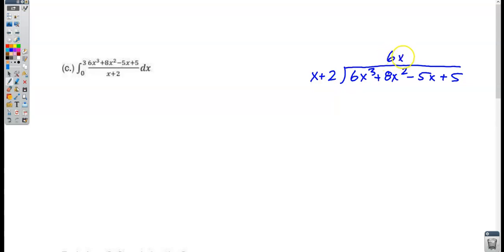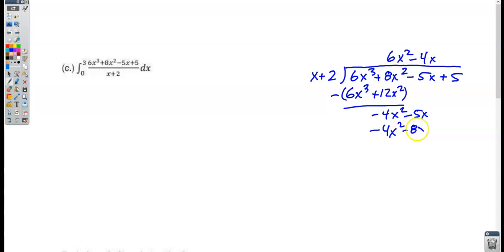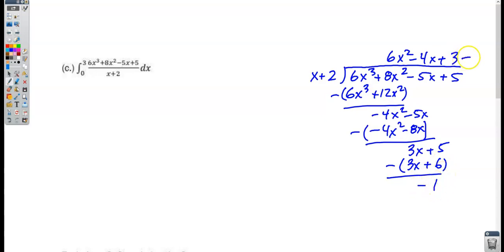So we need to multiply that by 6x squared. Do our subtraction. And negative 4x. And plus 3. And minus 1 over our divisor. And so this is going to turn into the integral from 0 to 3 of the quantity 6x squared minus 4x plus 3 minus 1 over the quantity x plus 2.